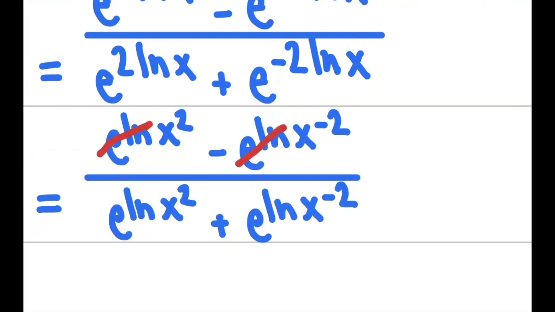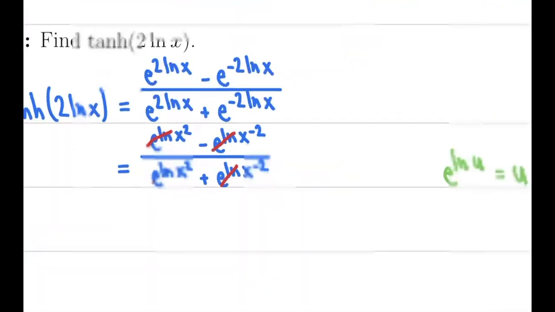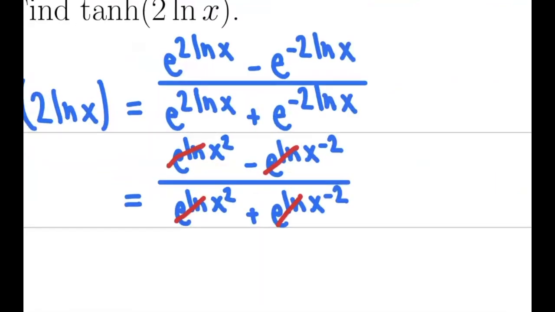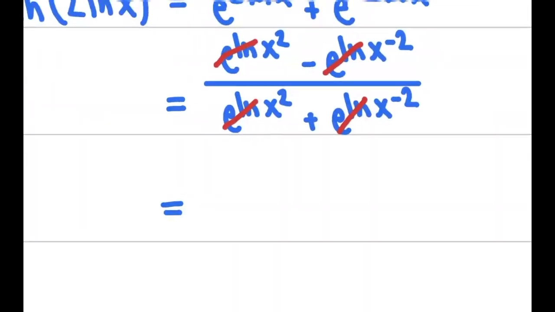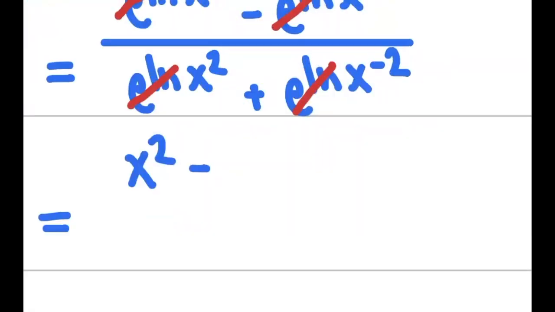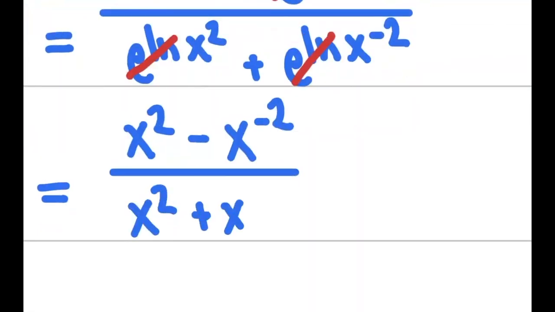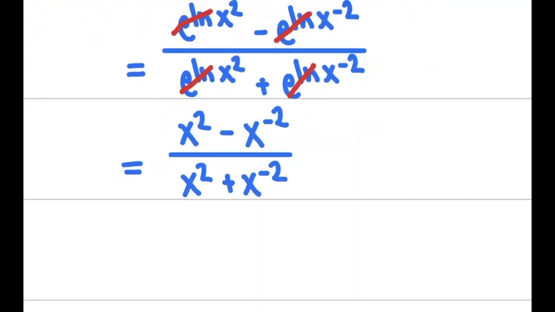Yep, because of that inverse function property. We have e to the ln u, and the e and the ln cancel. The trick is you need to move the coefficient of ln to the exponent of its argument. Then the e's and ln's cancel and you're just left with x squared minus x to the negative 2 over x squared plus x to the negative 2. Is that simplified enough for you?